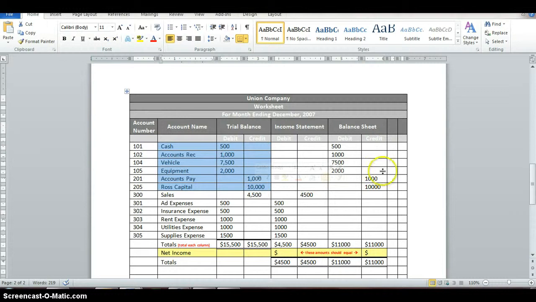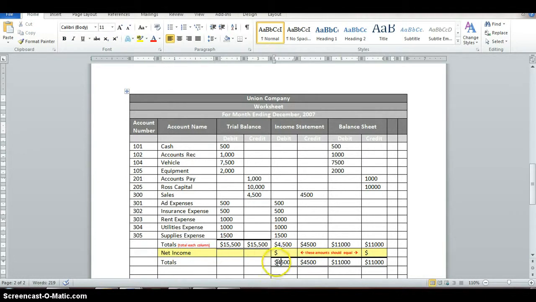Okay, this helps us get an idea of what, ultimately, our net income is going to be. Okay, so the next part is we want to add up our columns. And you'll see totals here. That means to total each column. Okay, so we want to put in a double or a single rule line.